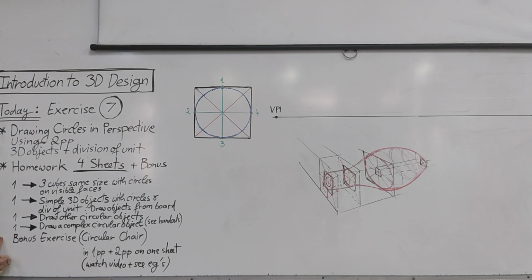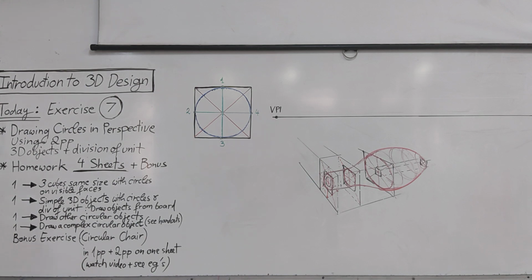And you have a bonus exercise. This is optional. If you want to do it, do it, for extra marks. If you don't want to, don't do it. What is the bonus exercise? The circular chair. You need to draw the circular chair in 1-point perspective and 2-point perspective on one sheet. Here is an example of the circular chair.